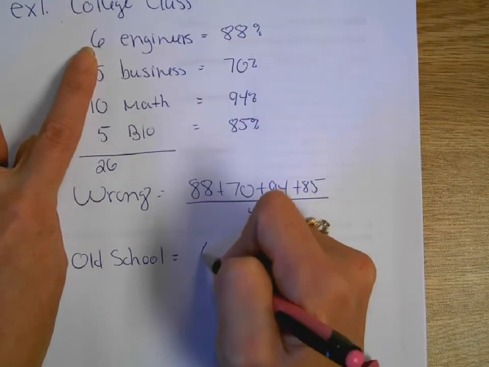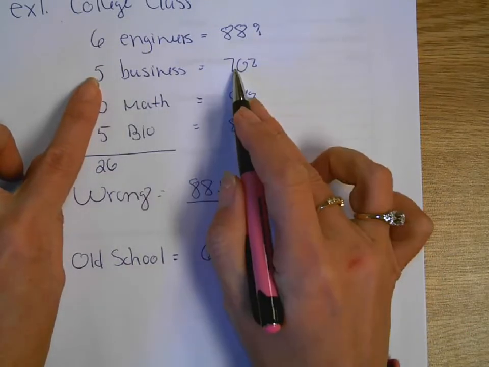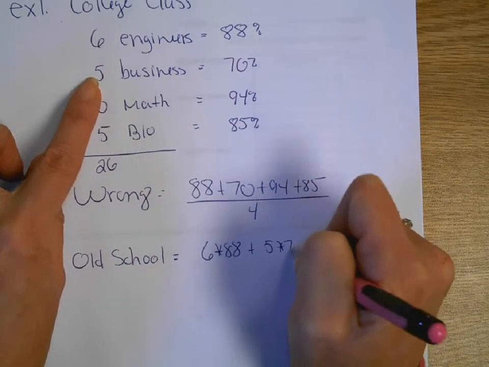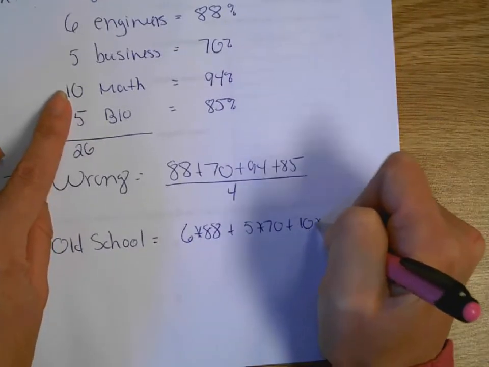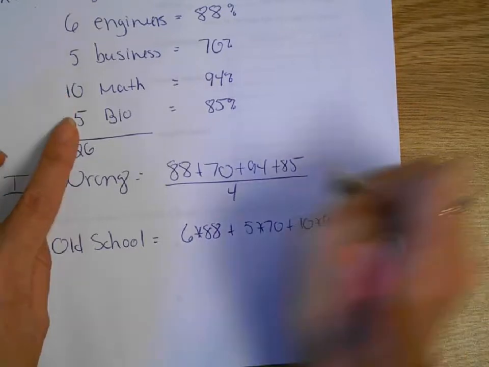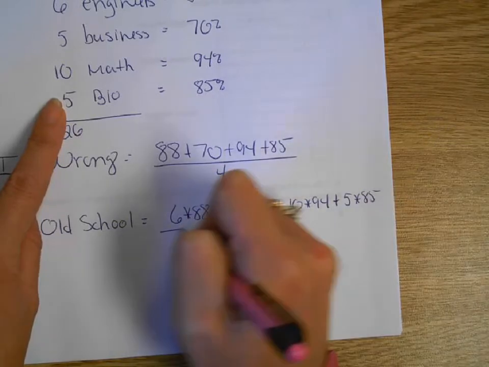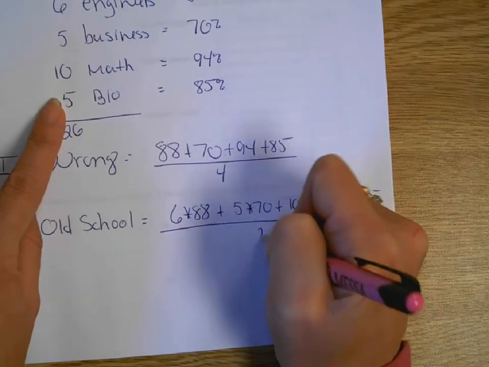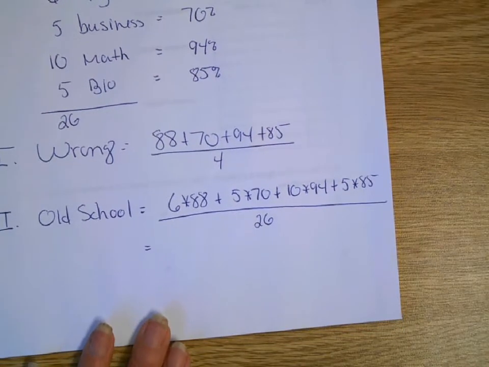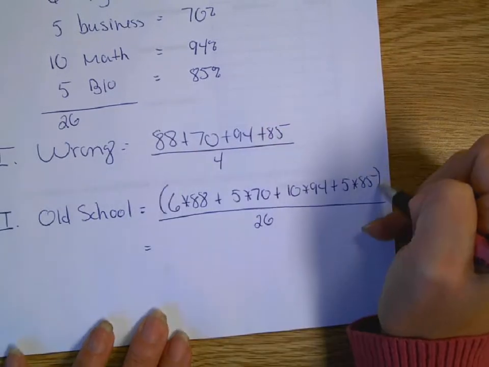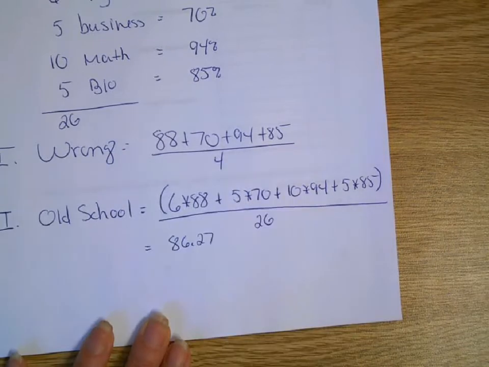So the old school way to do it would be to add up 6 88s. So to do that quickly, it's just 6 times 88. Add up 5 70s. So the quick way would be 5 times 70. Add up 10 94s, so 10 times 94. And then add up 5 85s. So I would have all 26 scores added up, and I would divide by 26. And I've already taken the time to type that in a calculator. You would need parentheses around the top. And you get 86.27 is the class average.